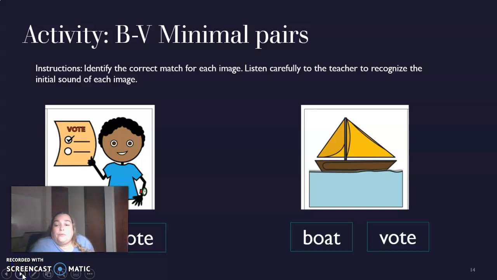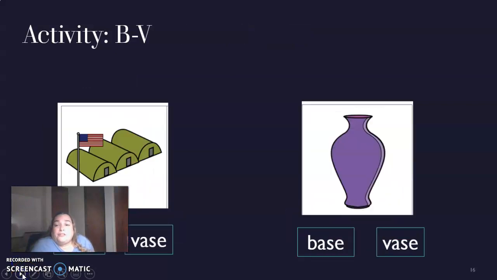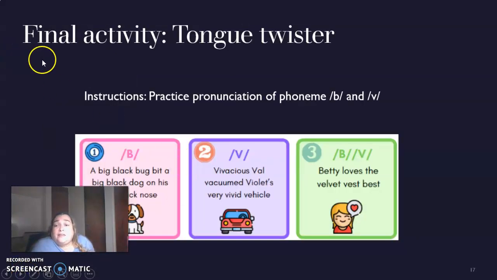So we continue. We have a few exercises, and the last activity, the final activity, is the tongue twisters. We're going to practice the pronunciation of the phonemes B and V, and we have three types of exercises that we can practice. For example, Betty loved the velvet vest. The students will practice until they get a correct pronunciation.